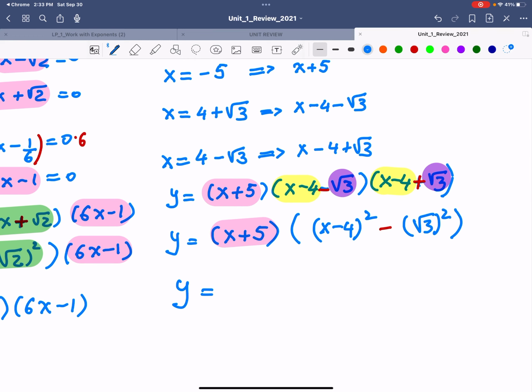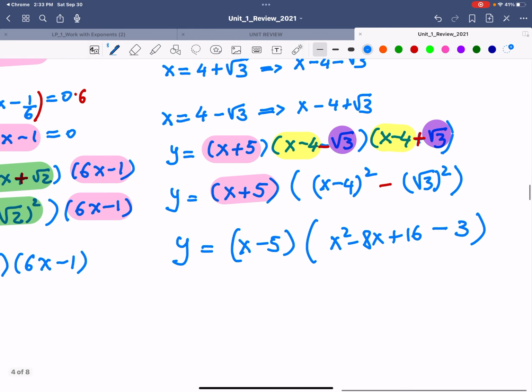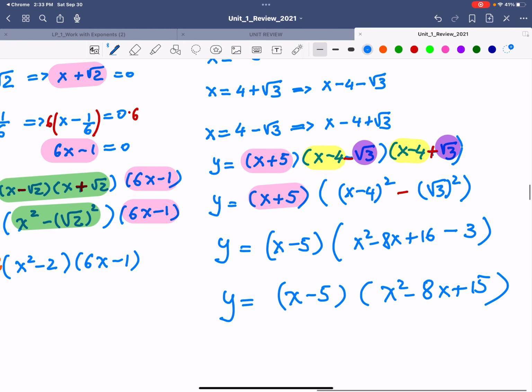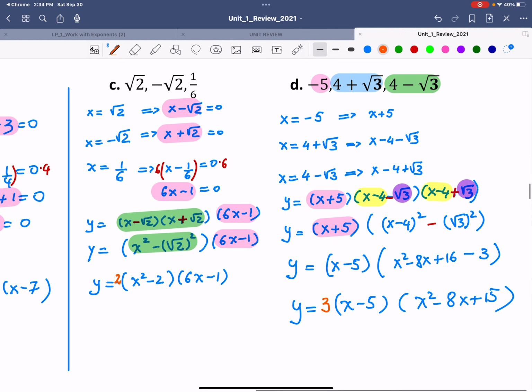So we have y equals x plus 5. We can expand and simplify x minus 4 squared, x squared minus 8x plus 16. And then minus square root of 3 squared is just 3. So y equals x plus 5 times x squared minus 8x plus 13. And voila, this is an equation with the indicated roots. If you want to make it fancy and add, let's say, a coefficient, you can. If you don't, it's still a valid answer.